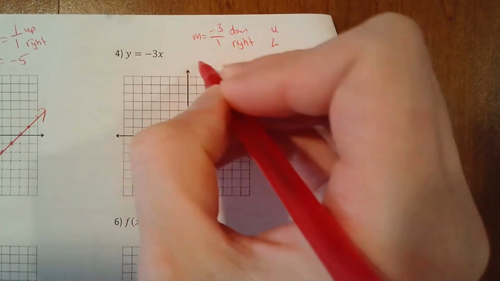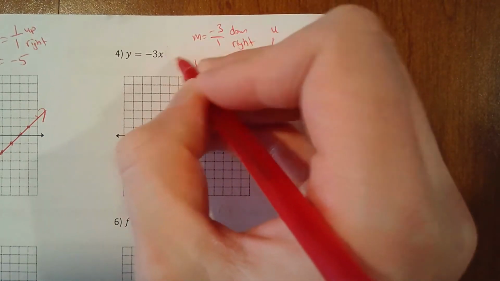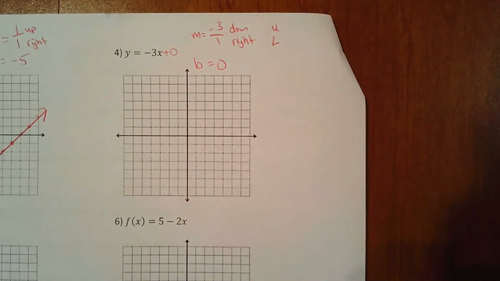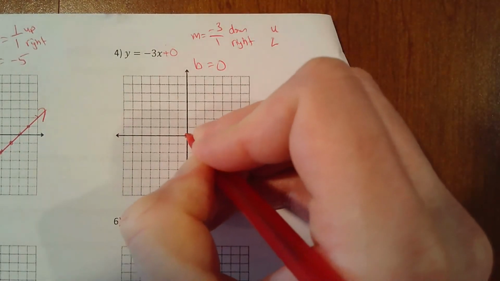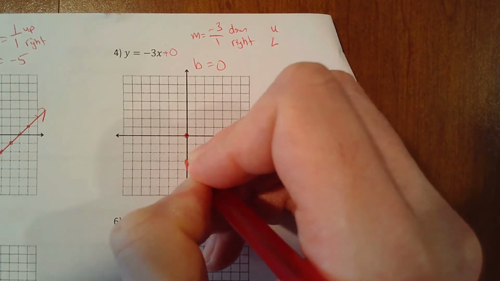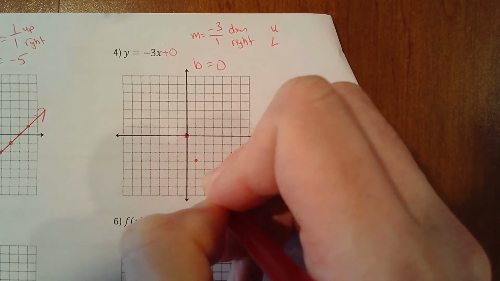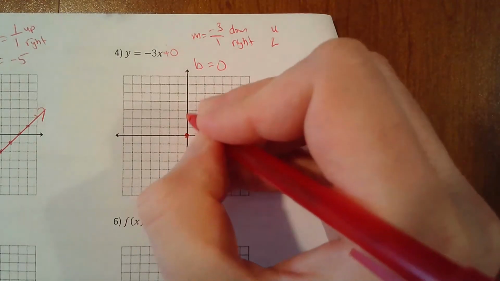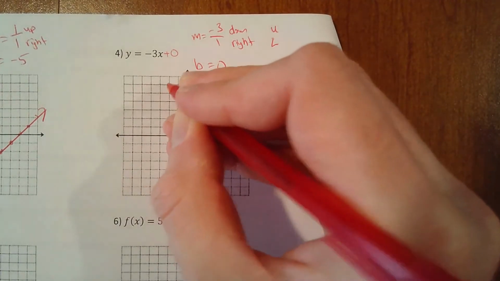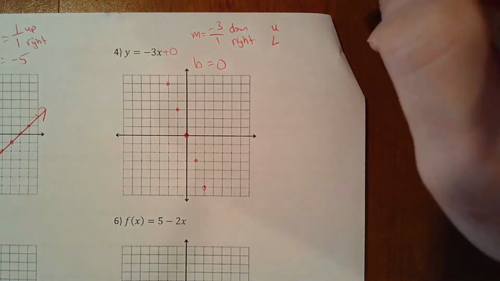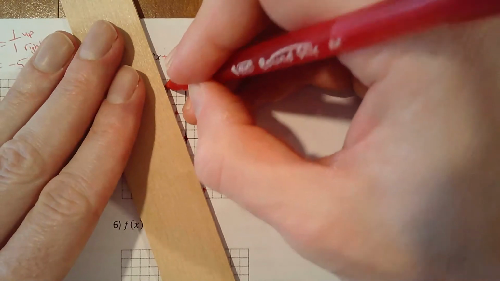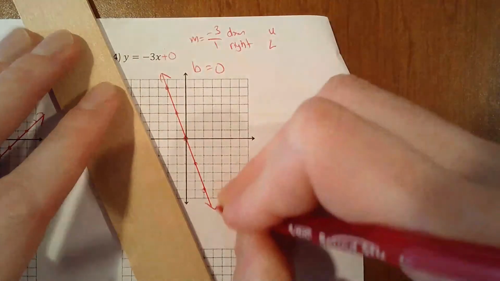And then the y-intercept, there's no number here, so that's the same thing as plus 0. So this must cross at 0. So 0 on the y-axis, and then from that point, down 3, right 1. Down 3, right 1. And if you kind of want to keep things going, I could go up 3, left 1, and notice I'm right back on the same line, so I'm following the same pattern. Okay, and then connect the points. All right.